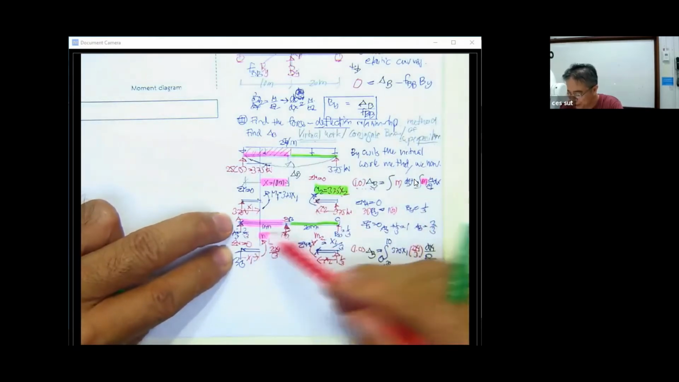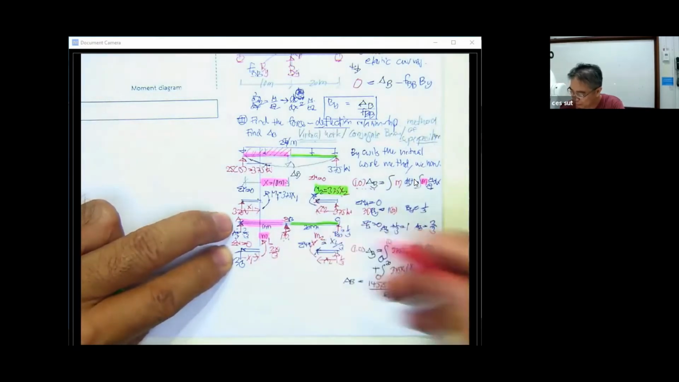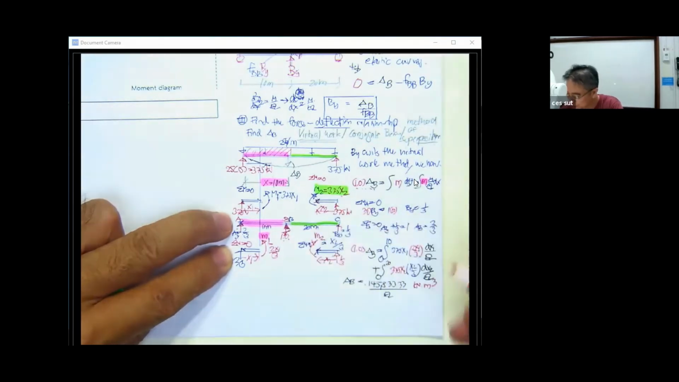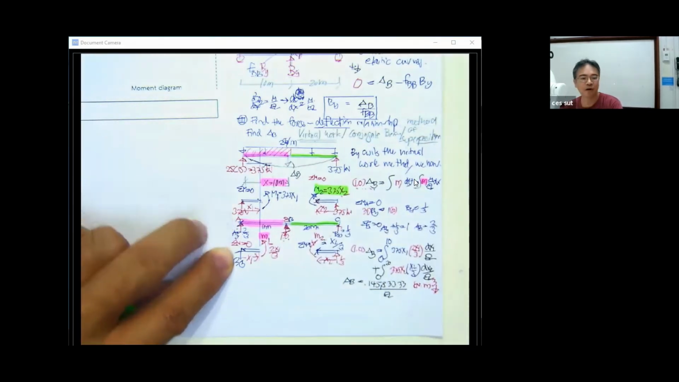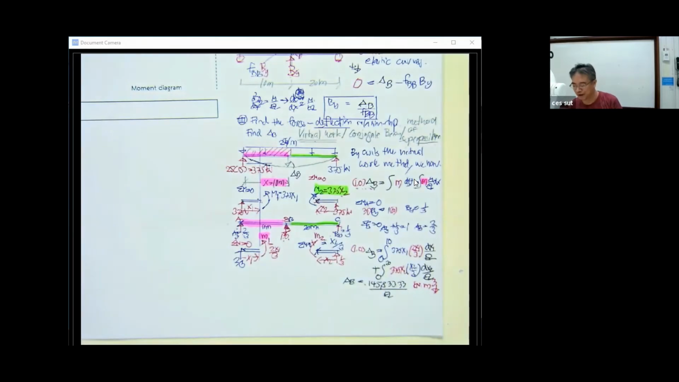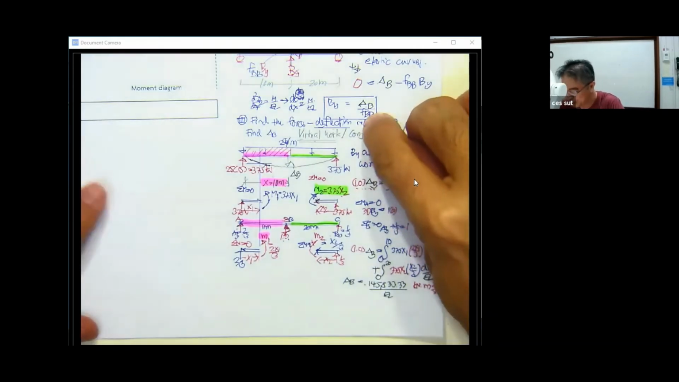So this one, you will get this one as the positive. If this one is positive, this one is going to be downward. That is the wrong direction. Let us make it correct over here. And then you have to determine the second one, which is f sub BB.